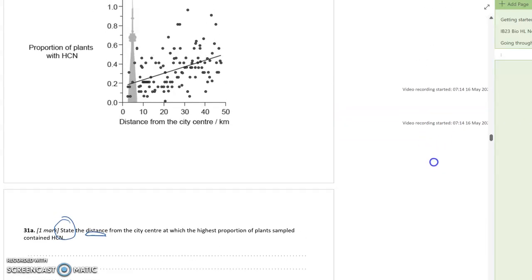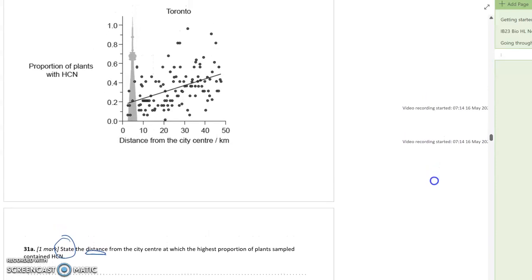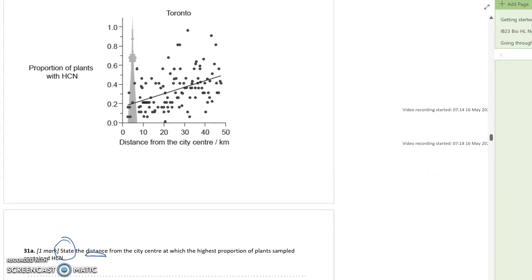So it says, for the first one, state, so you just need to give a number, the distance from the city centre at which the highest proportion of plants sampled contained HCN. Okay, so that's that point there. You then need to draw a line down from here, and you can see it's coming between 30 and 40. Now, what you should actually do here is, A, make sure that line is straight, because mine isn't, and B, measure the distance between 30 and 40 to get a finer scale.